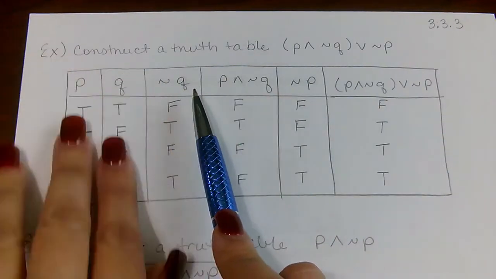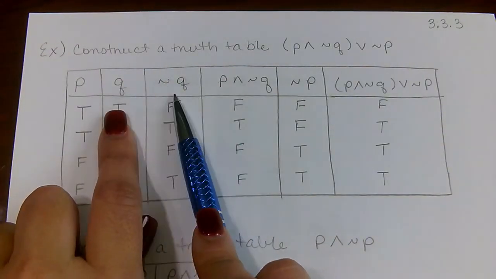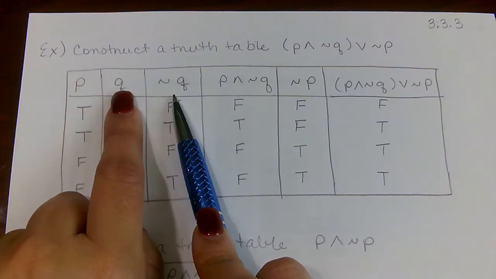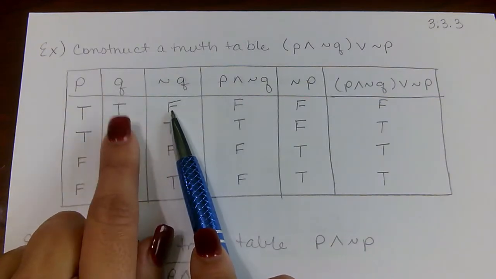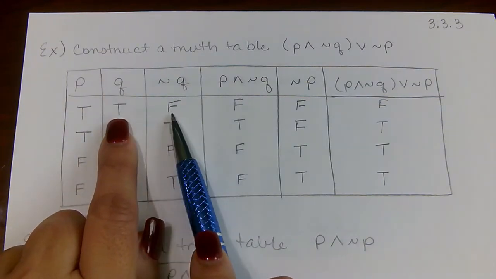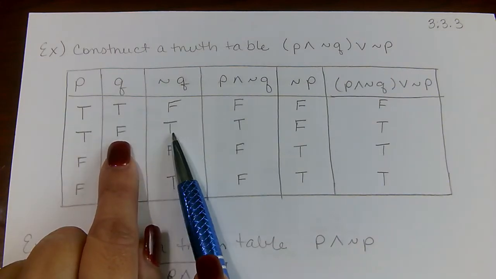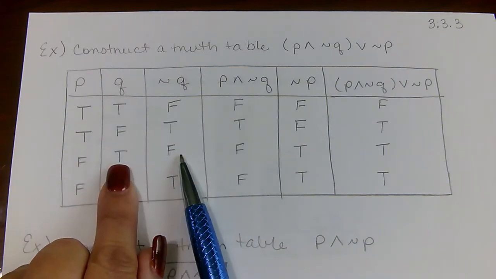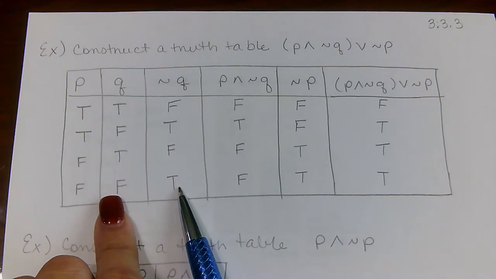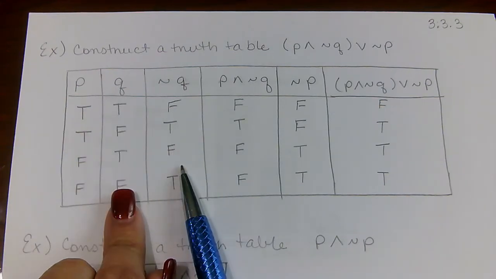So these two are going to always be the same. Let's go ahead and start with the not Q. So I'm looking at Q and I'm doing the opposite. True, false, false, true, true, false, false, true. These are the opposite of the statements here.